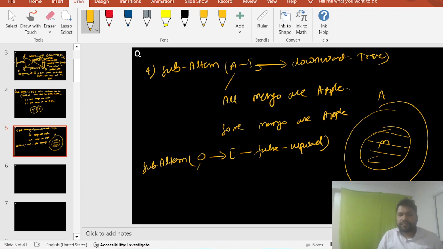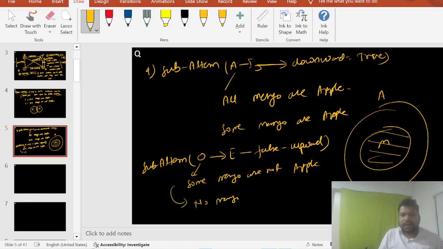So O means we can say that some mango are not apple. So can we say that no mango are apple? No, it is not like that. If some mango are not apple, it doesn't mean that no mango are apple. So this is the false statement.